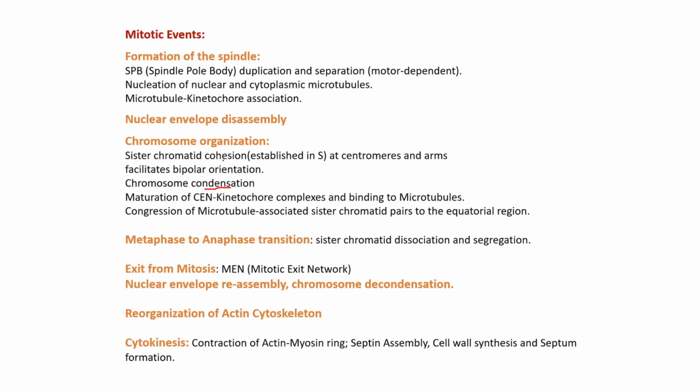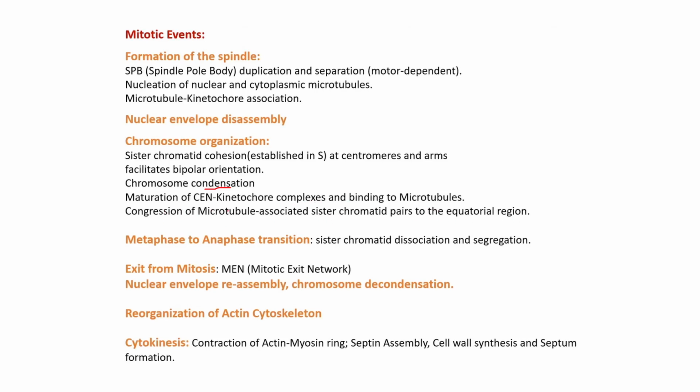So cohesin and condensin are the two proteins which are important in binding the chromosomes with each other and in the condensation. We'll be discussing this in a little more detail ahead in the lecture, okay? And then there is maturation of the centrosome and kinetochore complex, binding to the microtubules, and the congregation of microtubule-associated sister chromatid pairs to the equatorial region.